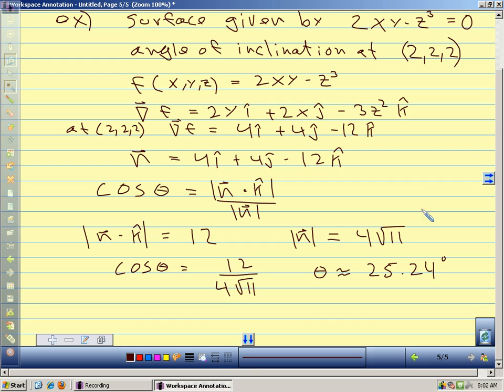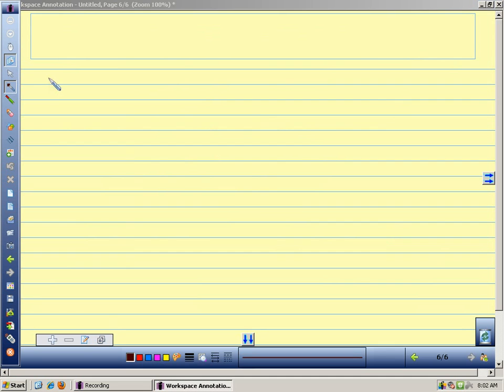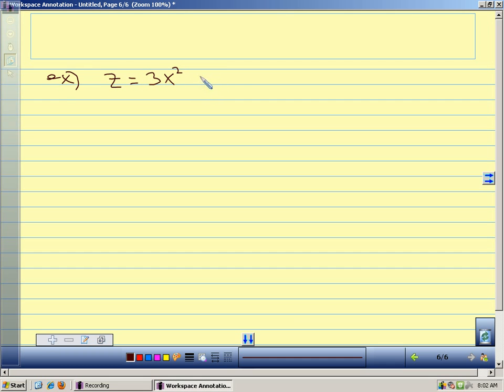All right, let me do one more example talking about the horizontal tangent plane. Let's say we have z equals 3x squared plus 2y squared minus 3x plus 4y minus 5. We want to know where the tangent plane is horizontal.